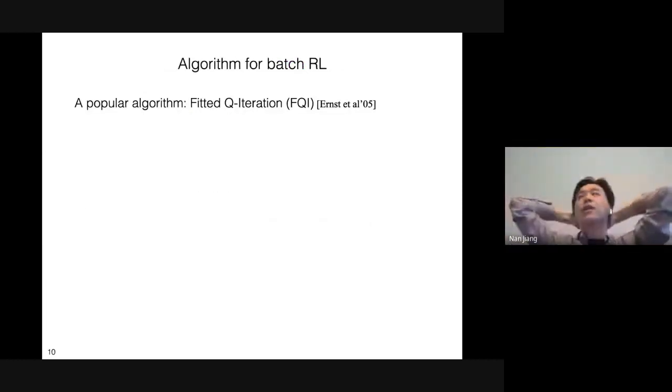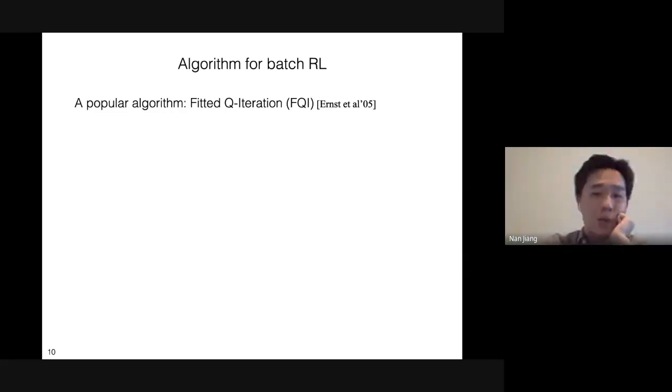So before I talk about that assumption and why we might need it, let me just quickly review a representative algorithm for batch RL. And in particular, we'll be thinking about fitted Q iteration, FQI, right?